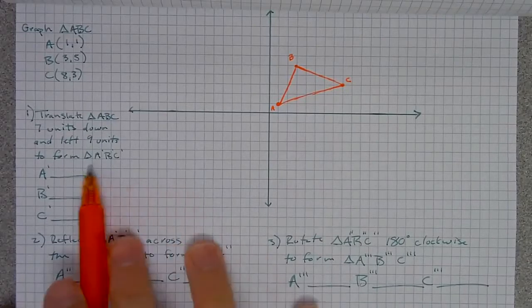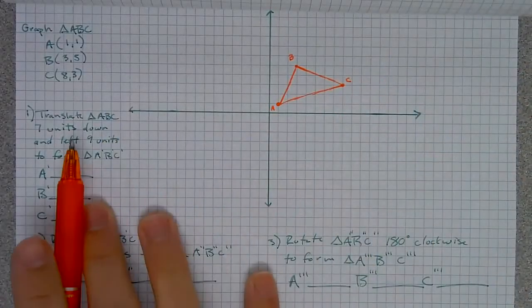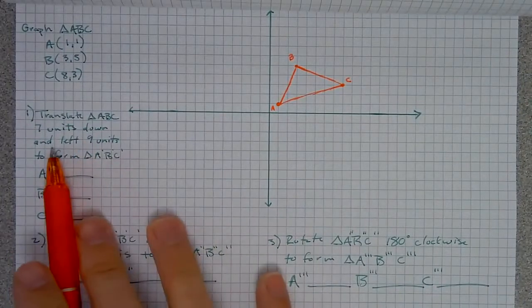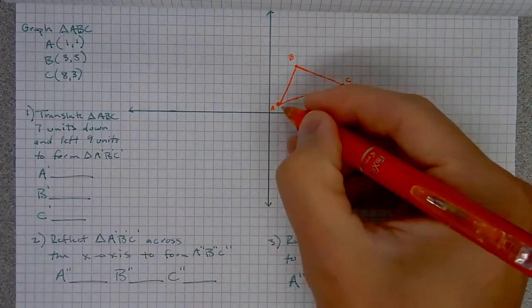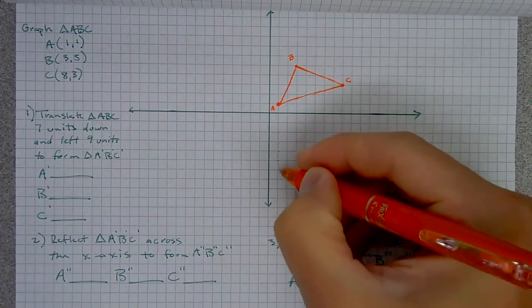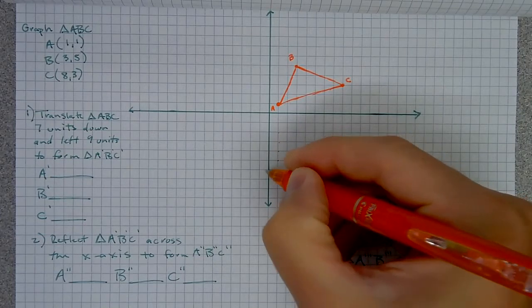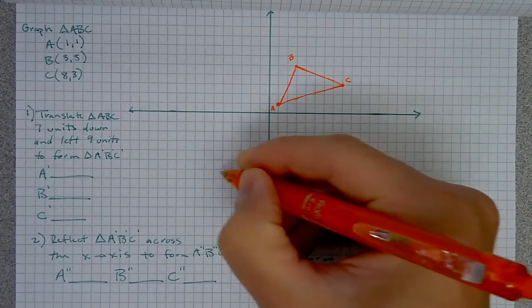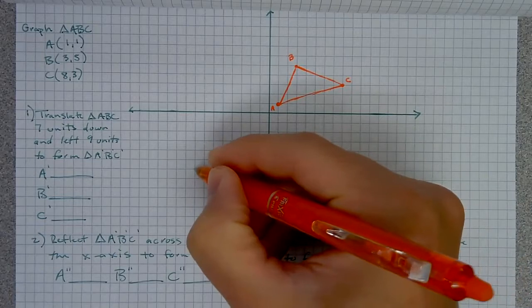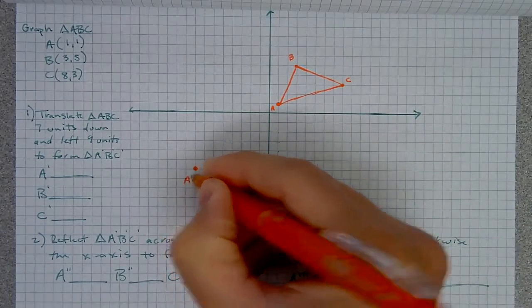Next part says to translate. Okay, so we're just sliding it 7 units down and left 9 units. So we have 7 units down, 9 units to the left. Okay, so that gives me A prime.